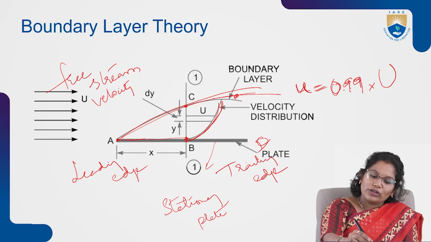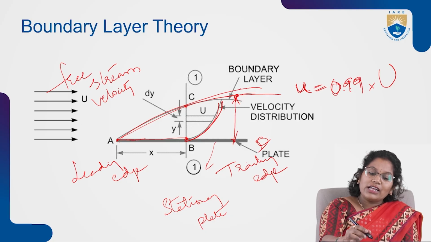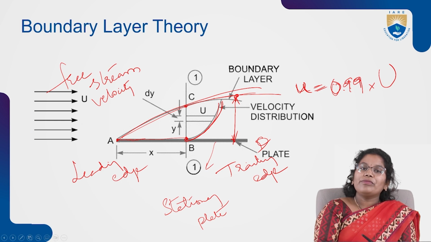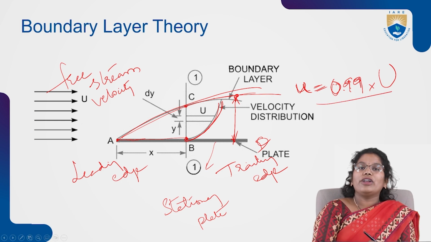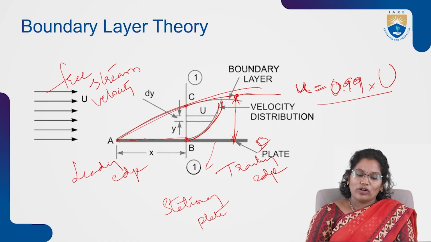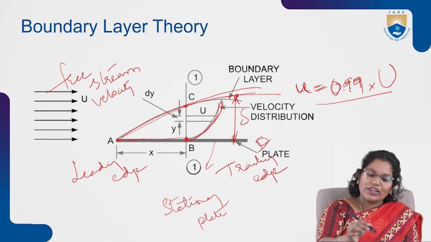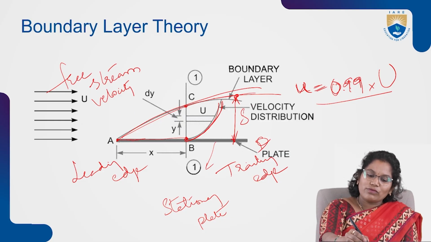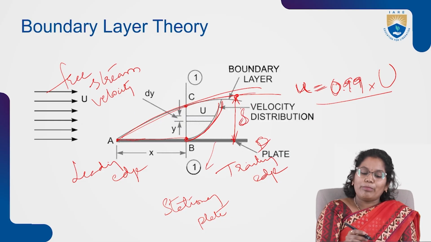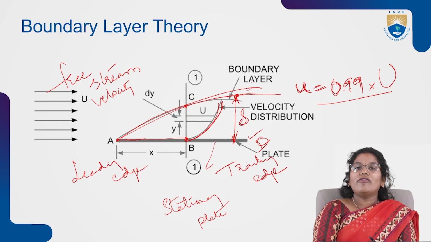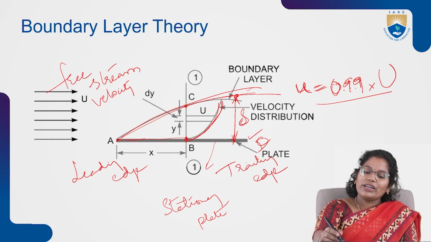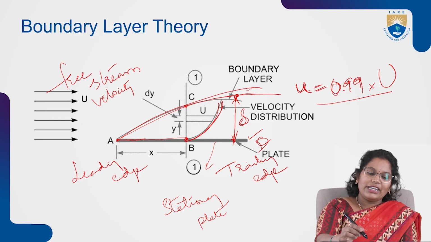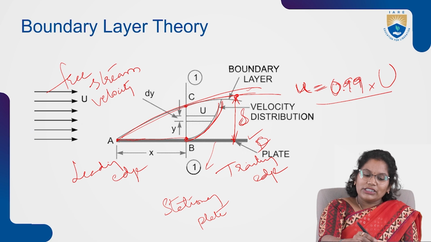the distance from the plate to where your velocity becomes 0.99 times the stream velocity, till that distance we call it the boundary layer thickness, right? The boundary layer thickness is the distance between the plate and where your velocity becomes 0.99 times your stream velocity, right? Till that, these are all velocity gradient.